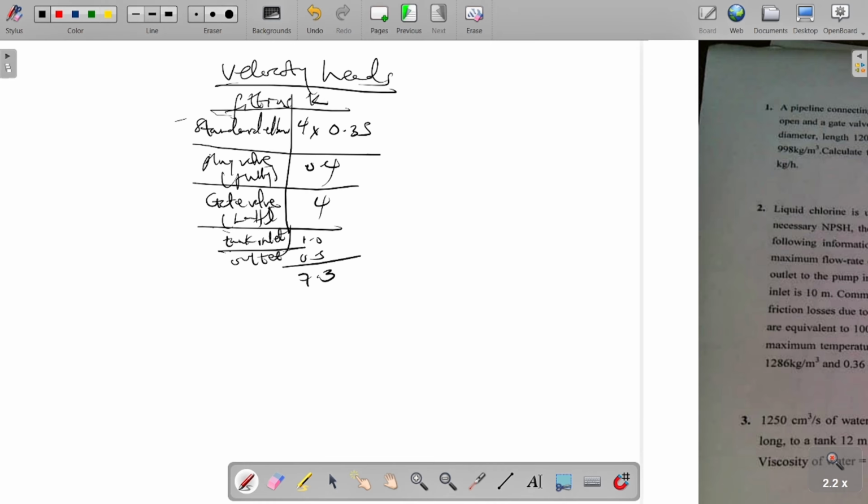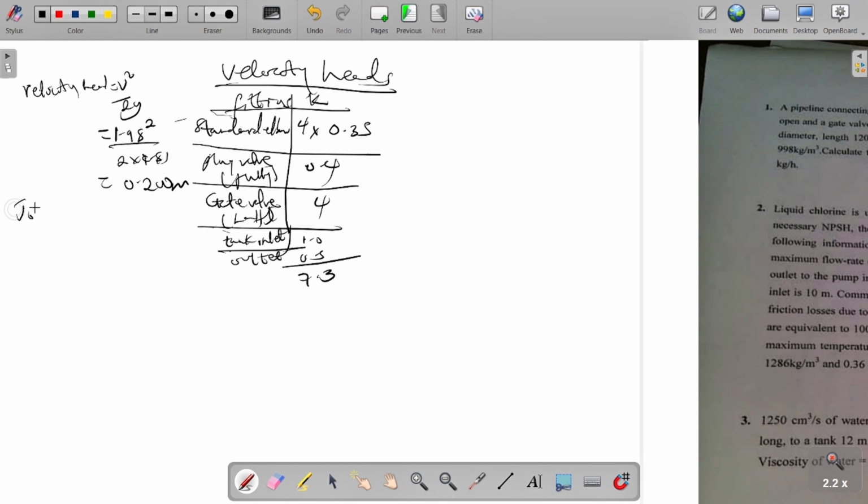Right. So based on this method, the number of velocity heads is 7.3, and we need to calculate for what we call the velocity head. This is the number of velocity heads, which is the key. So now the velocity head is v squared over 2g. That's the formula. And we know that we got a velocity of 1.98 from the first one. So that's the same velocity, squared, divided by 2 times 9.81, right? So this gives me a velocity head of 0.200 meters, right?